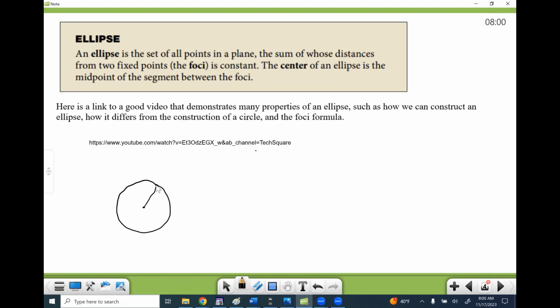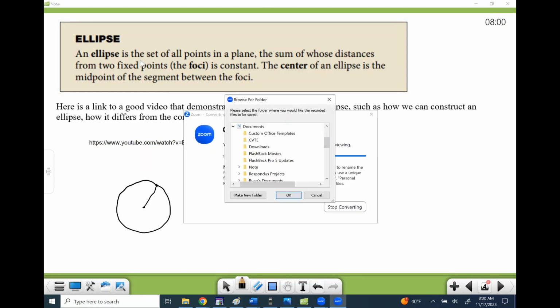Well, now we're going to look at with a video how to construct an ellipse. It's kind of interesting. So let's read this definition. We'll go look at the video and it's going to help us get the foci formula and just kind of understand the pieces of an ellipse a little bit better. So an ellipse is the set of all points in a plane, the sum of whose distances from two fixed points, the foci, is constant. The center of an ellipse is the midpoint of the segment between the foci.